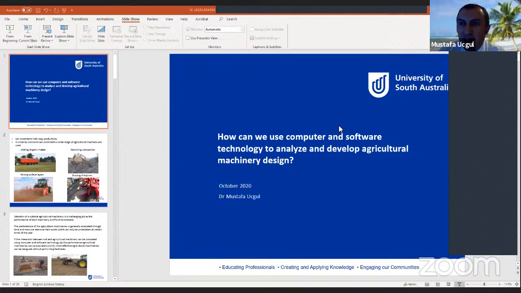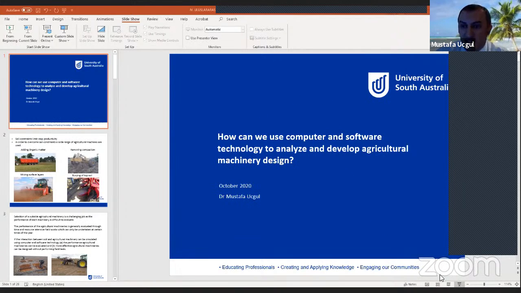It's nighttime in here. Today I'm going to present you the topic of how we can use computer software technology to analyze and develop agricultural machinery design. I'm currently working at the University of South Australia in the School of Mechanical Engineering.